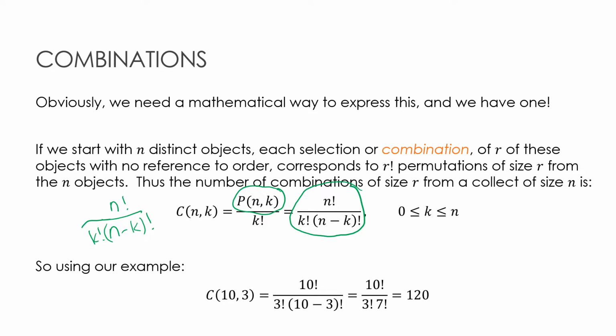Choose k. So using our example, again, 10 choose 3, this time for a committee rather than specific positions on the committee. It would be 10 factorial divided by 3 factorial, and then n minus k, which is 7 factorial, and that gives me the 120 that I already knew was the solution.